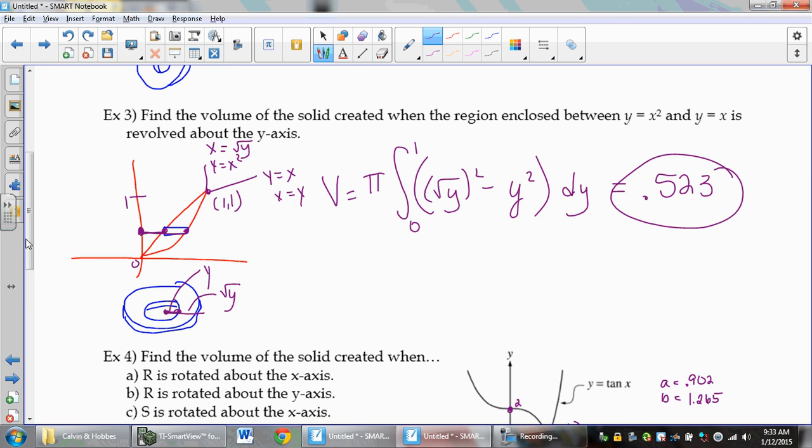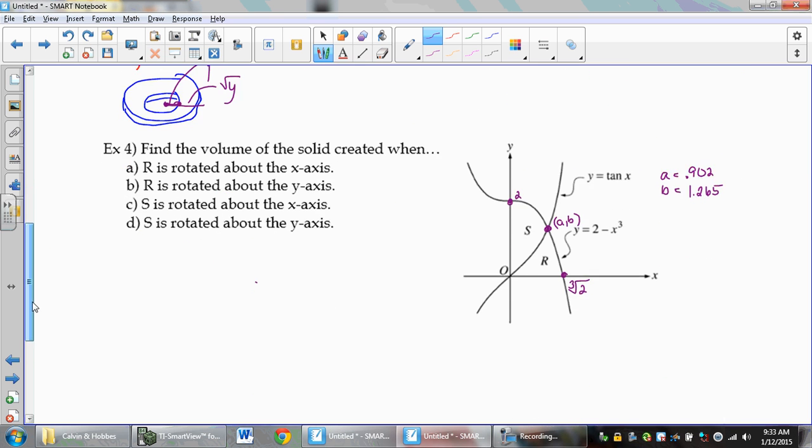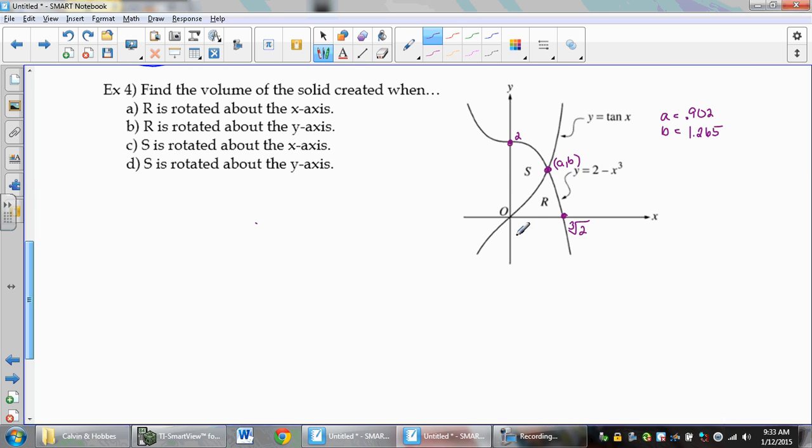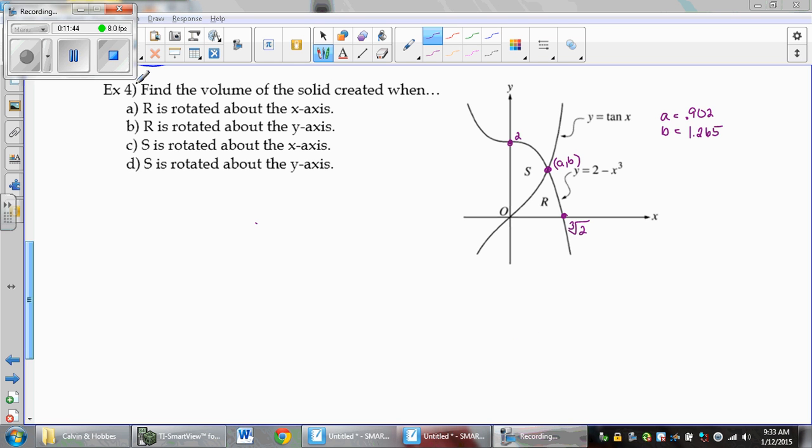All right, last but not least, we have these. I really want you to try some of these on your own. What are we at minute-wise? We're at 11 minutes. This should take you by yourself maybe 6 minutes. Just set up the integral, plug it into your calculator, and get an answer, all right?